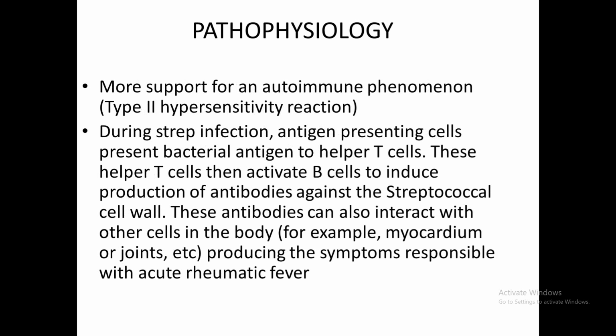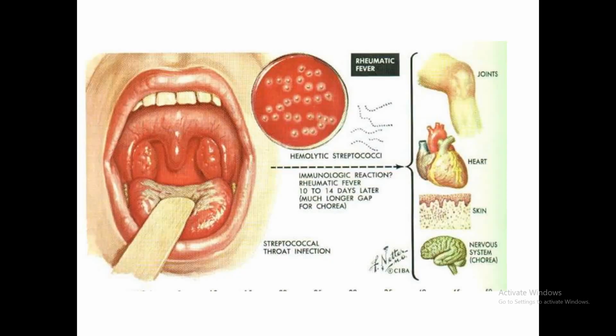For more support of the autoimmune phenomenon, type 2 hypersensitivity reaction is there, and the presenting cells present the bacterial antigen to helper T cells. These antibodies can also interact with other cells in the body, myocardium, joints. I already said that because of the antigen mimicry, they have got the same type of antigen.